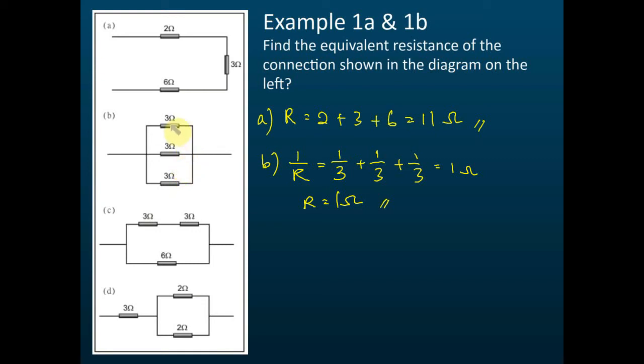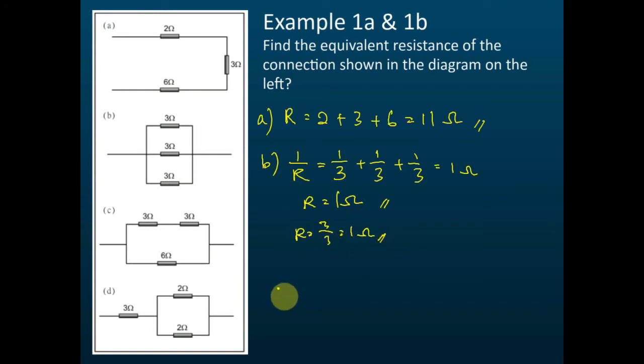We divide the resistance of either one of the resistors, like 3 ohms, by the number of resistors. 3 ohms, we have 3 resistors, then we divide it by 3. So the effective resistance R is equal to 3 divided by 3, which equals 1 ohm. Straight away, we get the answer.